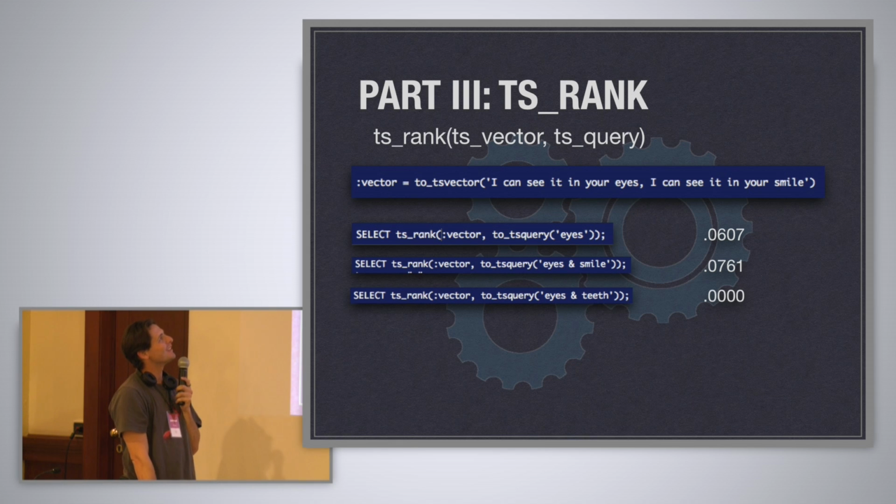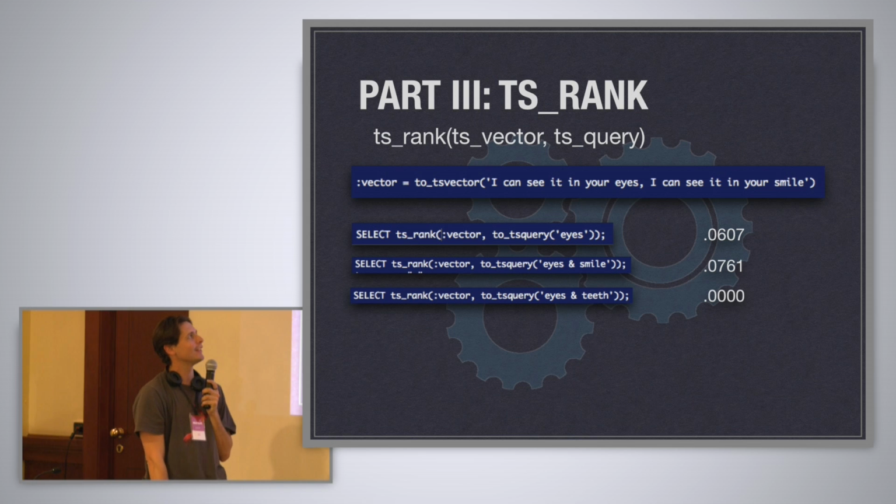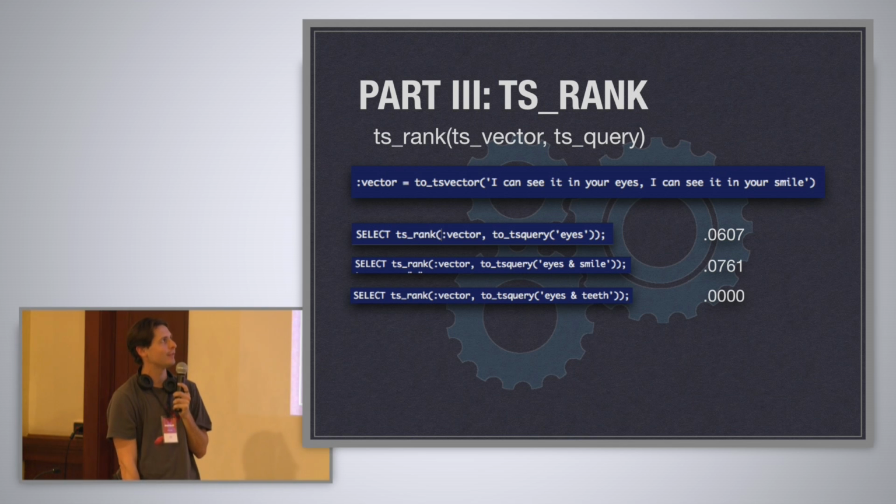So the third part is TS rank. And I'm not going to go too much into the underlying mechanics of the ranking queries because they're a little bit archaic and they're a little bit underdocumented. But suffice it to say that they take a vector and they take a query and they'll output a number based on how relevant they are. And there's, again, two different ranking functions that we can use, which I'll talk about.